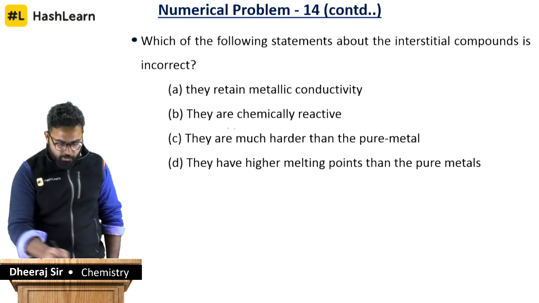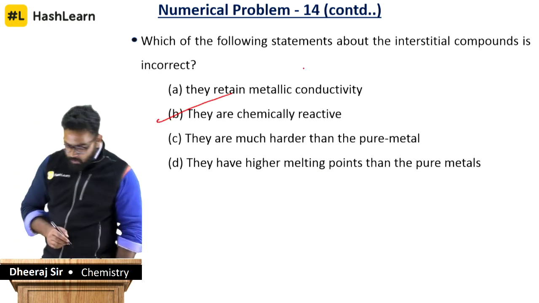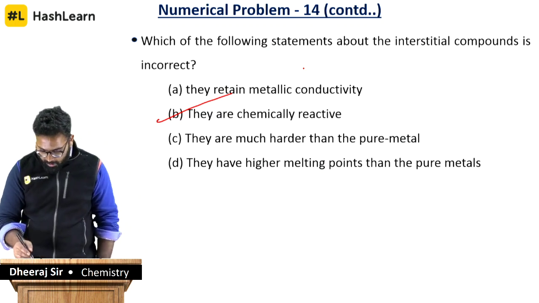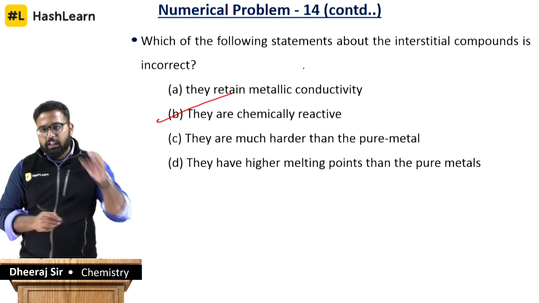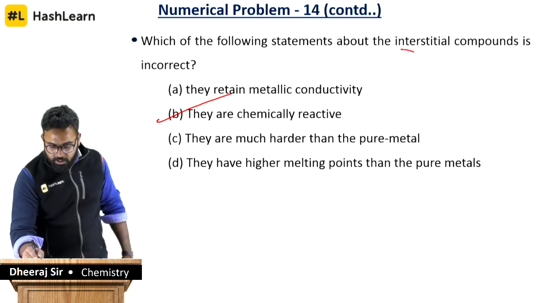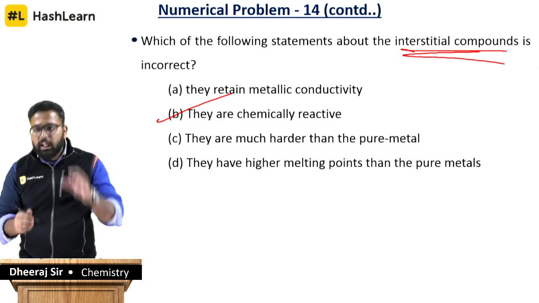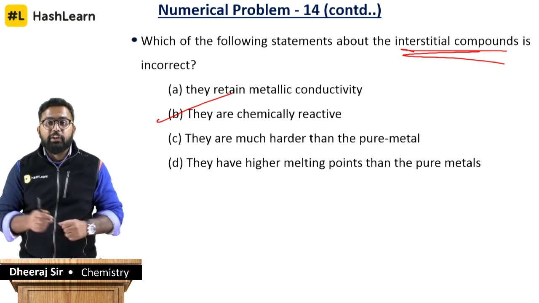It has to be option B. They are chemically reactive. Why are they chemically reactive? Because when interstitial compounds are obtained, small atoms like boron, hydrogen, carbon, nitrogen, etc. fit into their interstitial positions.